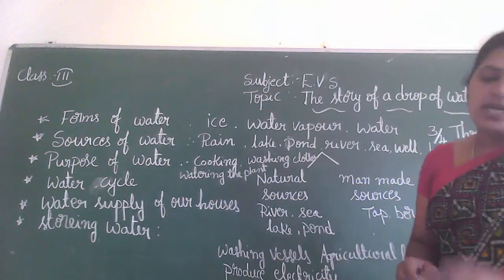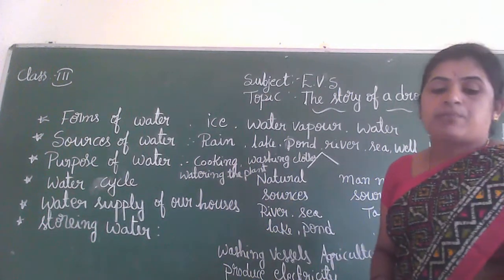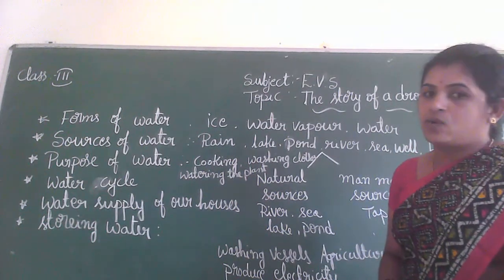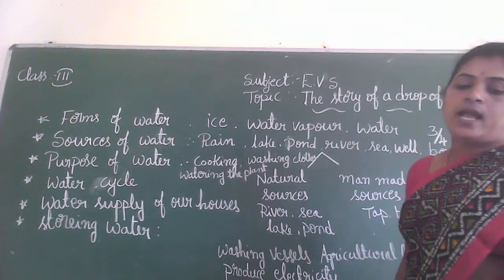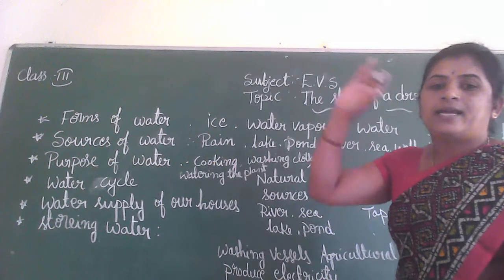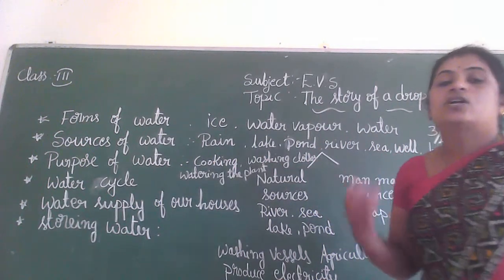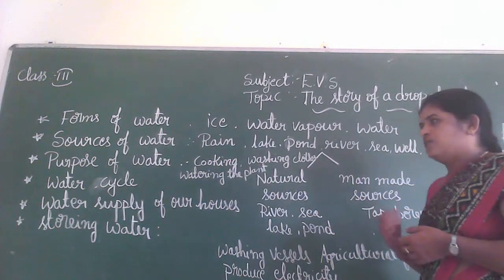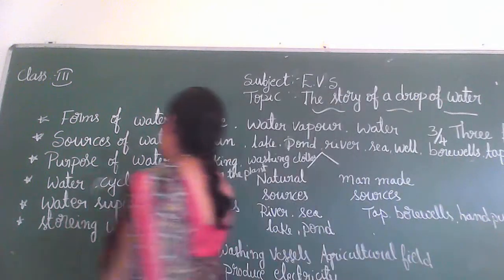Yes, water vapor goes up into the air. Water vapor goes up into the air and cools to form a tiny layer. Next it gets clouds and next we get rain. This is the water cycle.